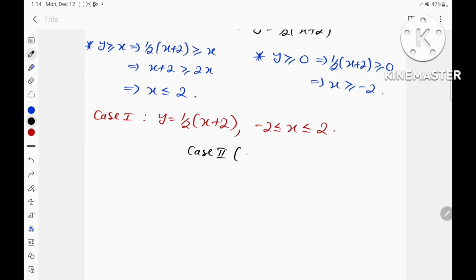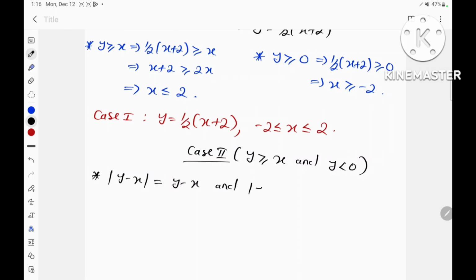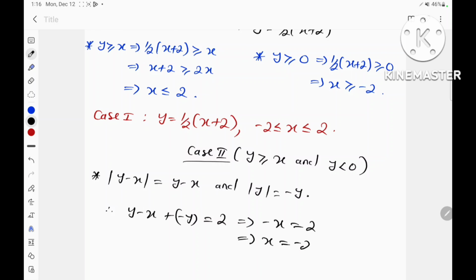Now let's take case 2. That is y greater than or equal to x and y less than 0. In this case, the absolute value of y minus x is equal to y minus x, and the absolute value of y is equal to negative y. And therefore, from the given equation, we're going to have y minus x plus negative y, which is equal to 2. And this implies that negative x is equal to 2, and that x is equal to negative 2.